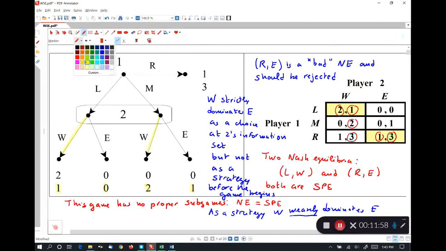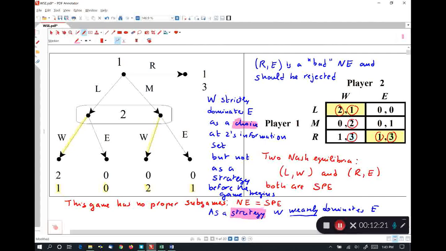So this distinction between the notion of choice and the notion of strategy is not picked up by the notion of subgame perfect equilibrium. So a choice is you're actually there having to make a choice, whereas a strategy you can think of as a plan that you make before the play of the game begins. Okay?